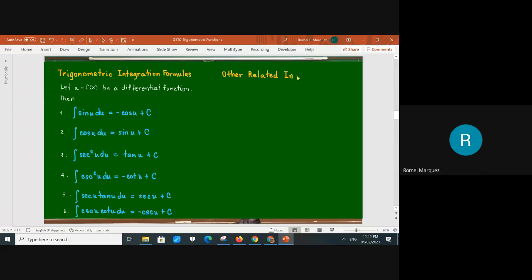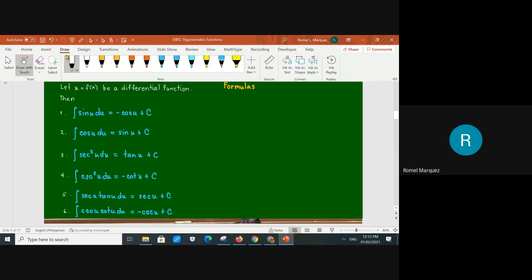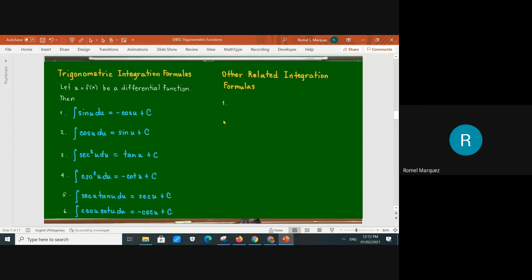Okay, guys? Let us have other related integration formulas involving trigonometric integrands, but the answer is in terms of logarithms of trigonometric functions. Once I derive them, all you have to do is memorize. But of course, if you have forgotten, you should know how to derive them. 2.1.2A. Let's have the first one.